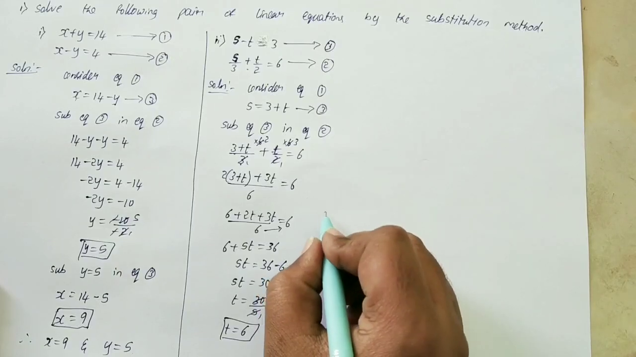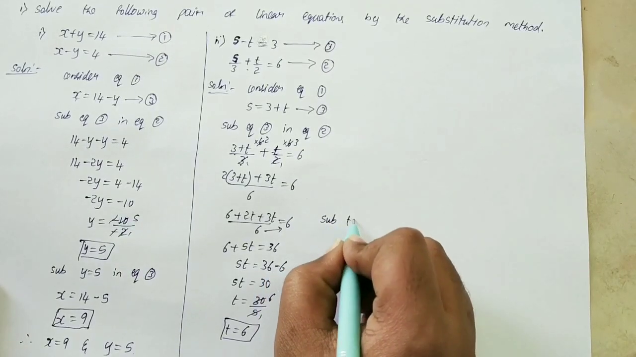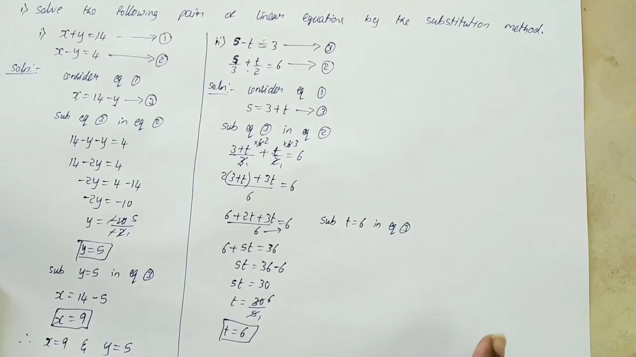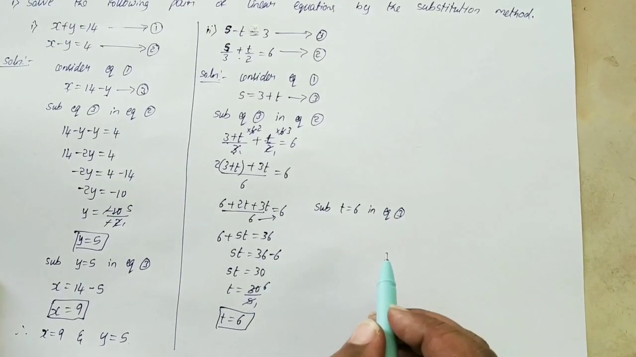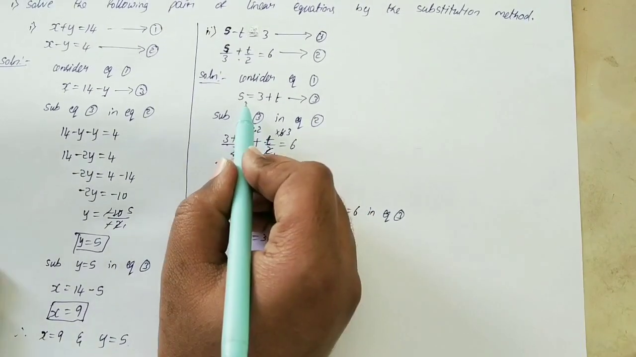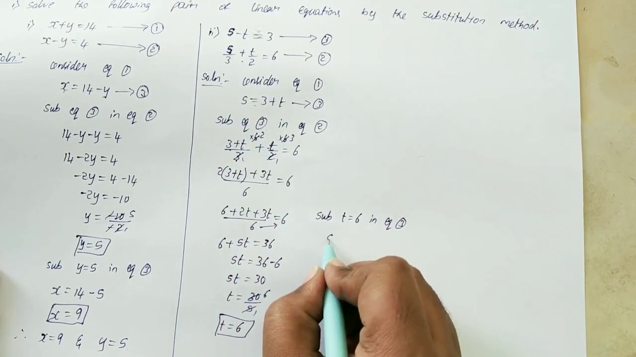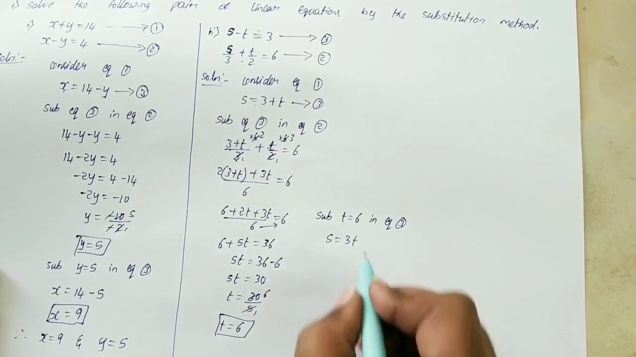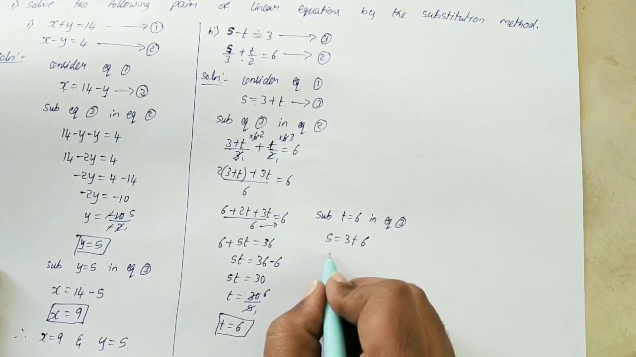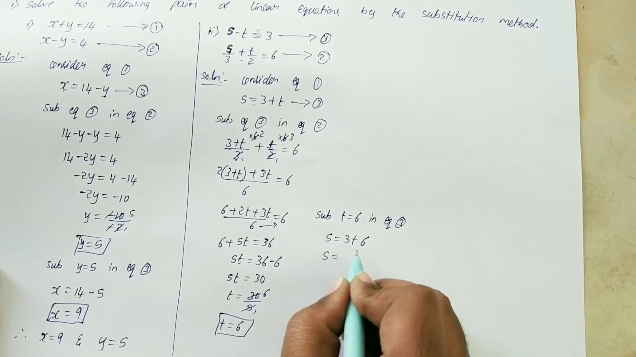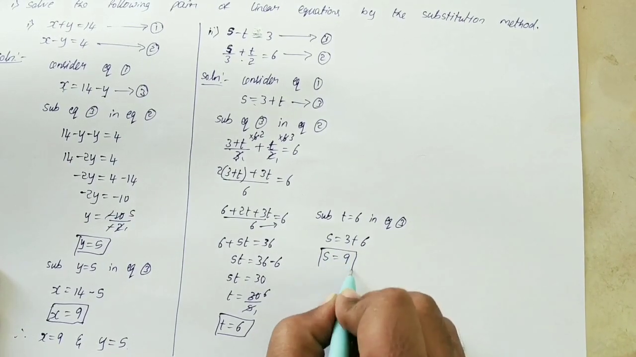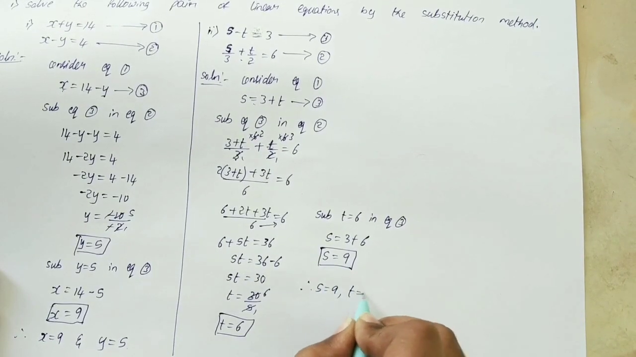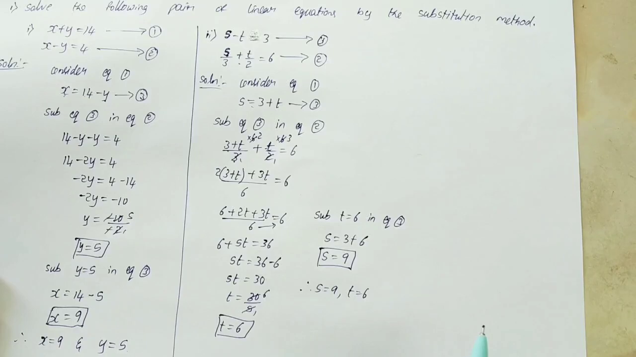Now I will substitute t is equal to 6 in equation 3, and then I will easily get the value of s. In equation 3, s is equal to 3 plus, in place of t I will substitute 6. So s is equal to 3 plus 6, which is 9. So the value of s is 9. Therefore s is equal to 9 and t is equal to 6. This is our solution.